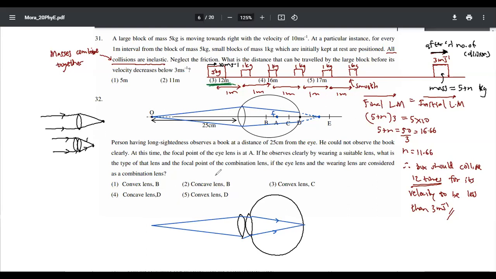Simple. But careful, what lens should be worn? Convex. So since concave, this is wrong. Concave, this is wrong. Okay, and the answer is B.